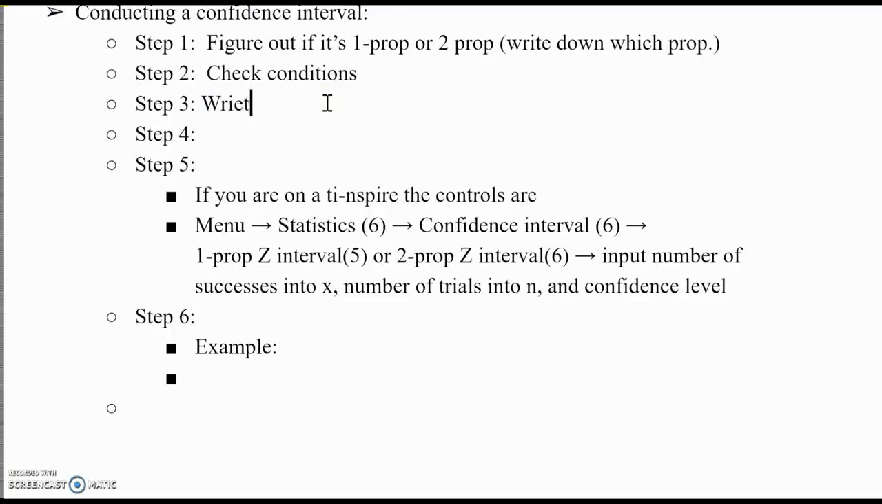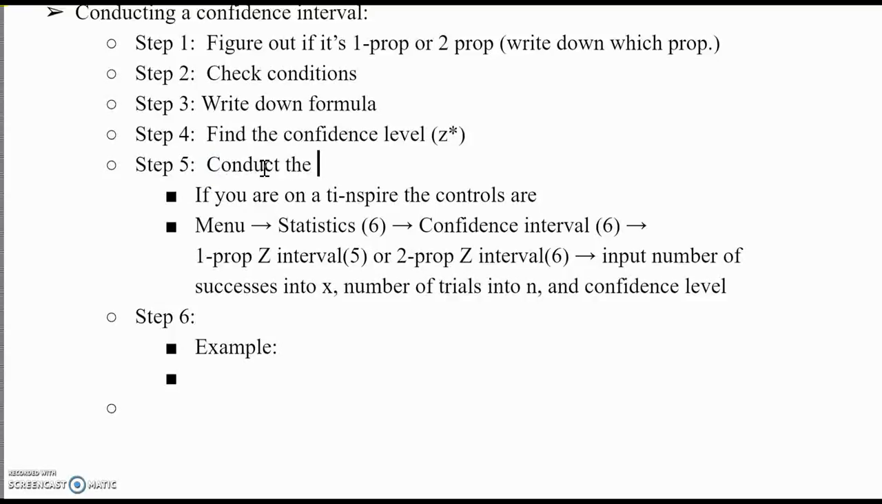Then write down the formula. That's what they count as step mark. So what you write down as your formula would be the confidence interval formulas. The next one is find the confidence level, which would be Z star. So if they ask for 95, you find what that is, and you write down Z star equals inverse norm of 0.9501. Next is step 5, which is conduct the test, or conduct the interval.